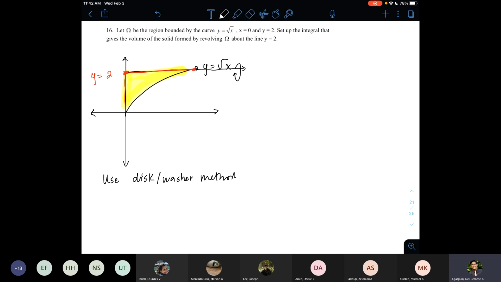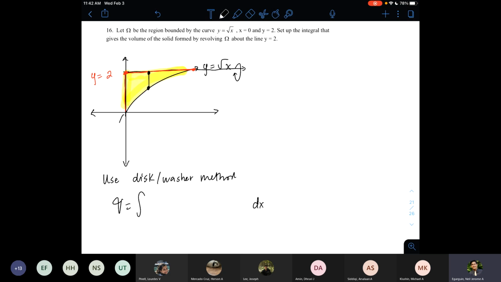Okay. Now again, disk or washer method, the strips that you will use should be perpendicular to the AOR. The AOR is y equals 2, which is horizontal. So the strips to be used are vertical, right? So that means the integral will be an integral in x because I'm using vertical strips.